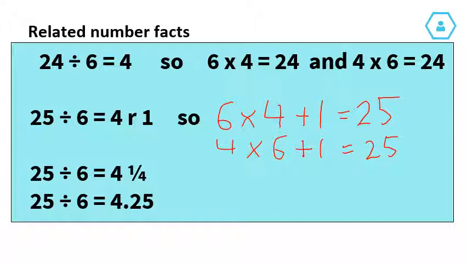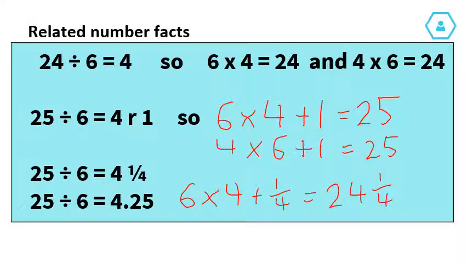Does it work, however, when the remainders are recorded as a fraction or a decimal? Well, actually it doesn't. The remainder needs to be a whole number, and I'll show you why. So let's go 6 times 4 plus 1/4. My answer is going to be 24 and 1/4.